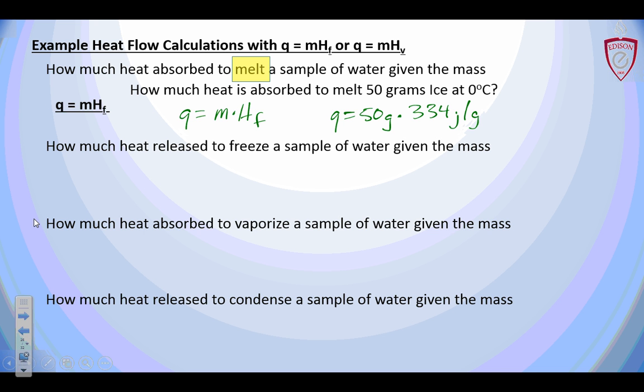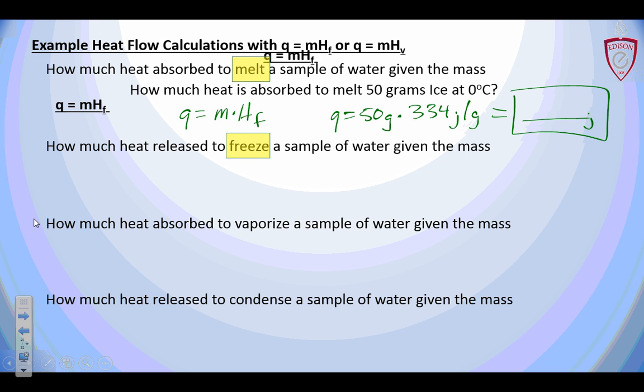That's the fusion, so I would plug it in. Grams cancel. I'm left in joules. Our answer is in joules. Put a box around it. You got your little calculation. Do it yourself. Find your online calculator if you have to. Next one. How much heat is released to freeze a sample?